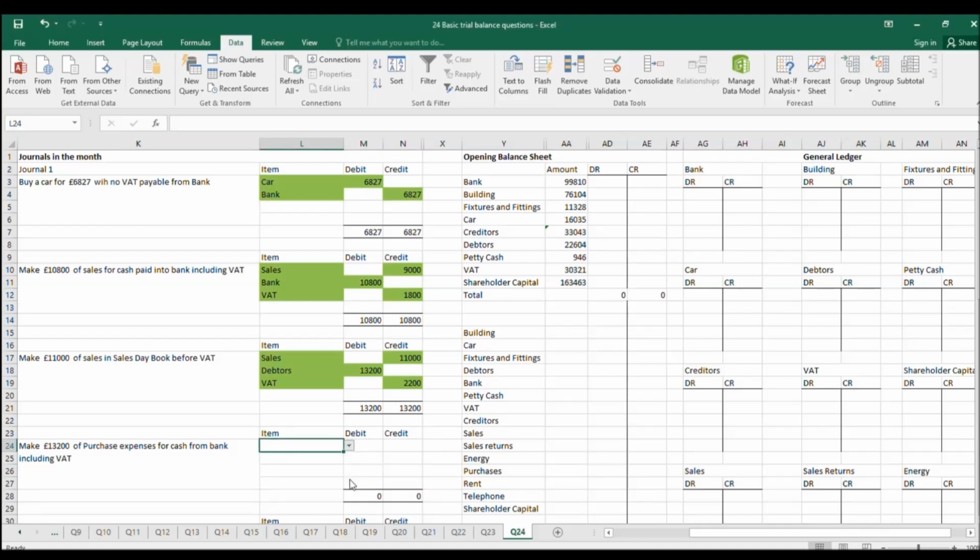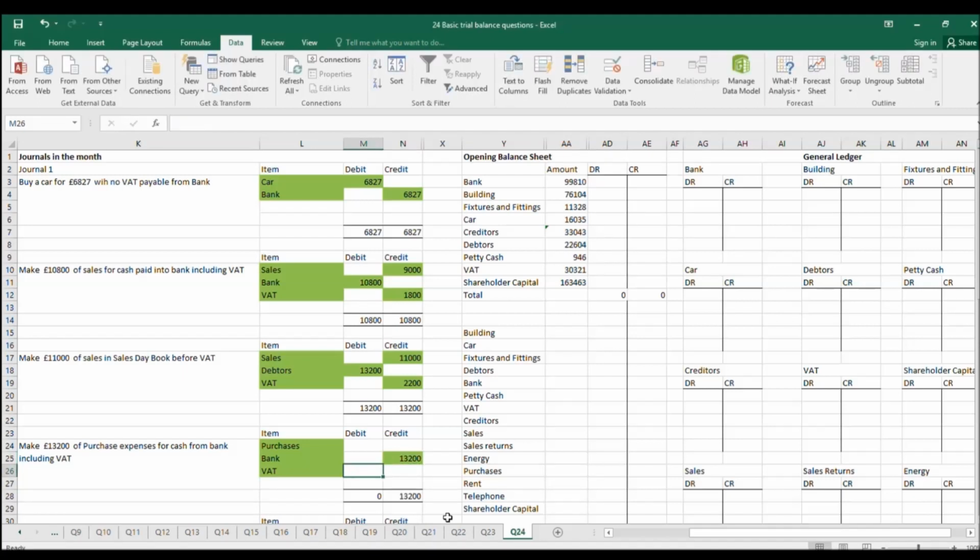Okay, make 13,200 of purchases. Purchases from the bank, including VAT. Sorry, let's get that right, including VAT. There we go. Okay, so the bank is our money in item, but it's going down. So it's a reduction in our money in item. So it's a negative cash movement. So it's a credit. So that'll be 13,200 from the bank.